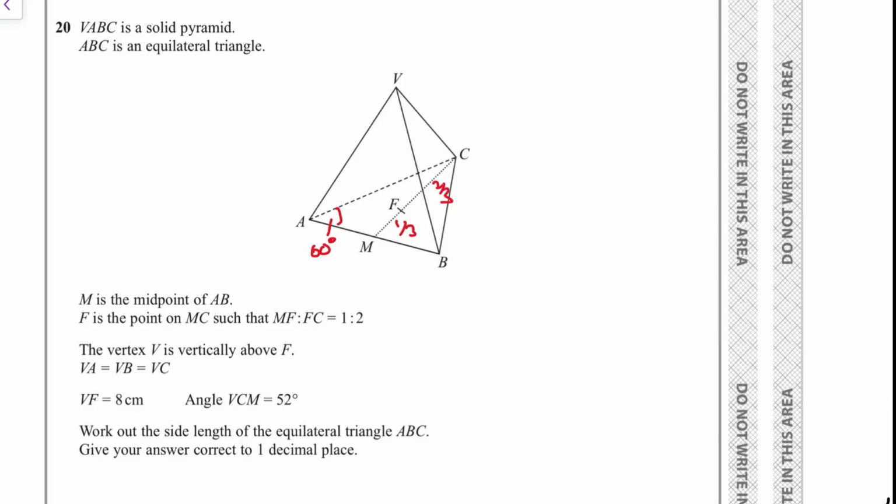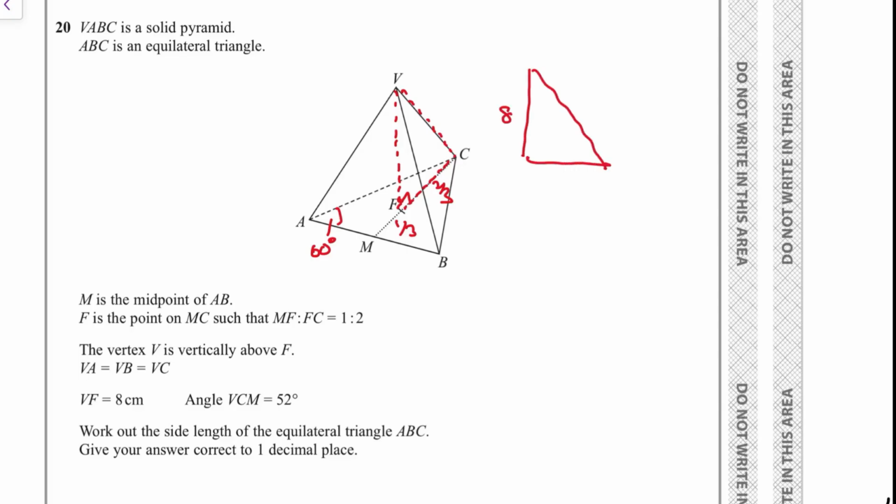Still haven't got any numbers. The vertex is directly above F, right, so that's going to give me a right angle triangle here. Again, this is what I'm probably thinking in the exam rather than writing it. And then it tells me that VA equals VB equals VC. In other words, the pointy bit up is the same height from everything. And VF equals 8.